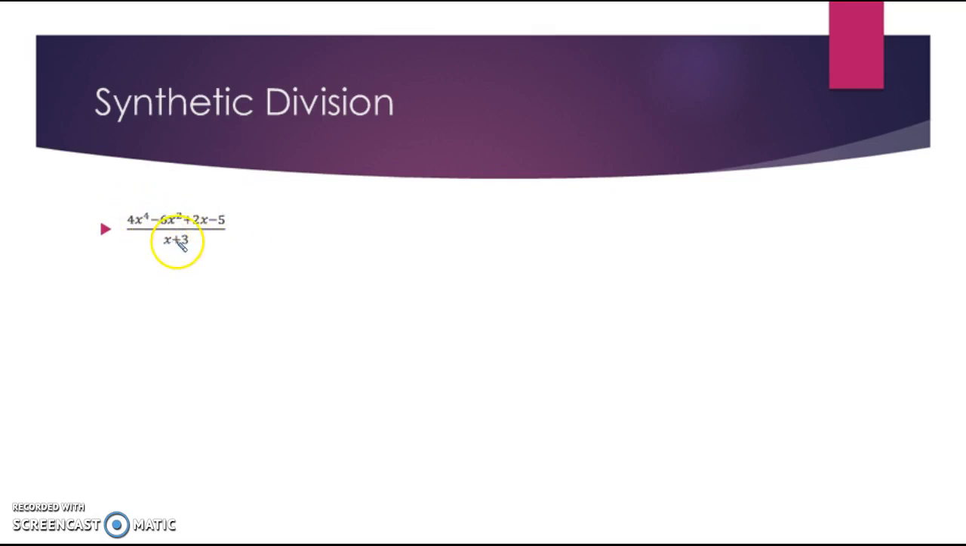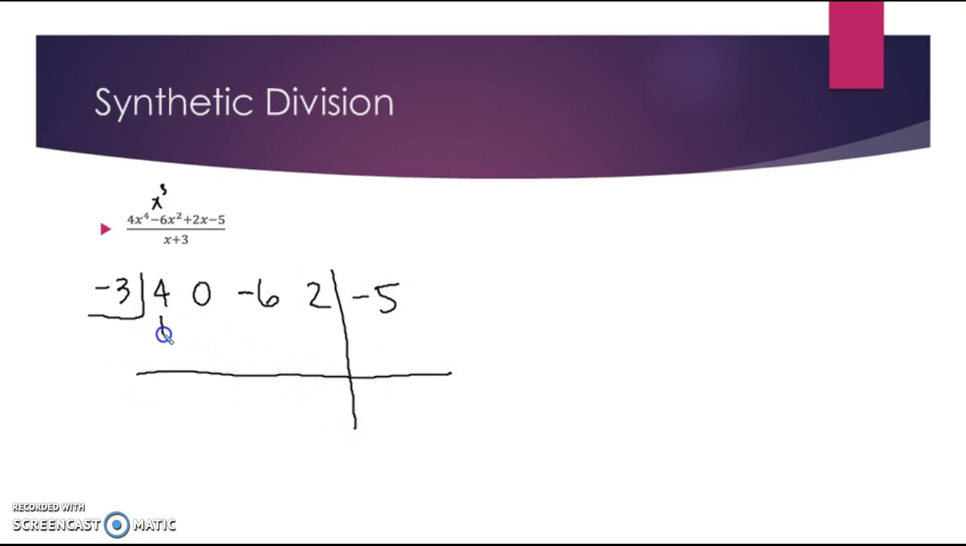All right, so in this case, I'm dividing by x plus 3, so I'm going to put a negative 3 in my box. And then I need to line up my coefficients. But remember, I'm missing that x cubed term, so I've got to put a 0 in as a placeholder. So I have 4, 0, negative 6, 2, negative 5. Cut off that last one and make our T and bring down the first term. All right, remember from the bottom I multiply, then I add straight down. Multiply, add straight down, and so on. So 4 times negative 3 is negative 12. Add, we get negative 12.